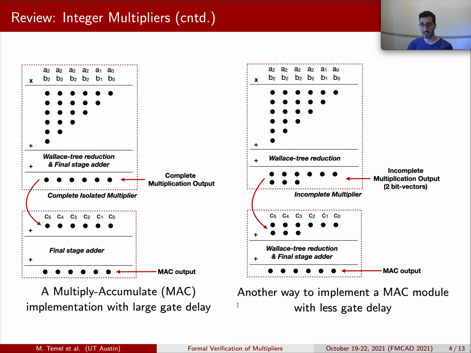Designers often implement such optimizations to improve the performance of the design, and these are very common optimizations. Unfortunately, for formal verification engineers, these optimizations make the verification process very complicated. If we have a tool that can only verify an isolated multiplier, we cannot use that tool to verify such optimized designs.